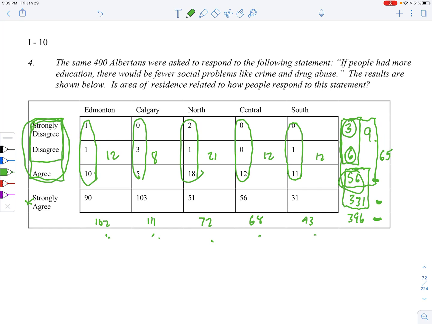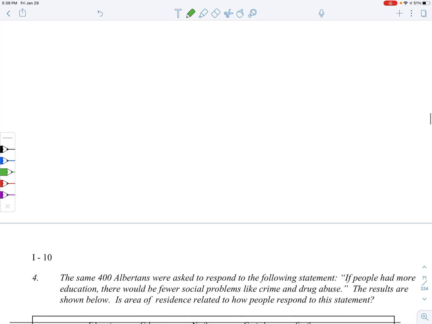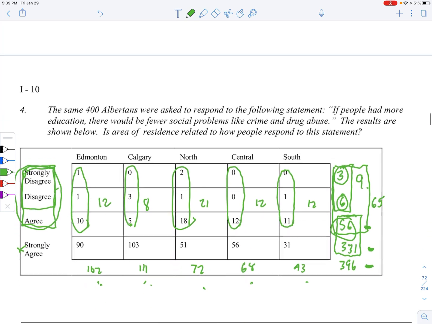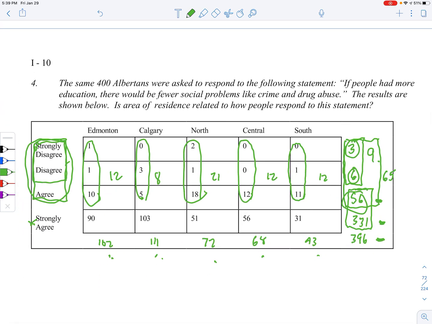So you can't actually do a test of independence on this particular one, because when you try to collapse categories, it's just too skewed towards the strongly agreed side here. And you can't just put these three together and come up with something meaningful. All right? By the way, while we're here, it doesn't help in any way to collapse columns.